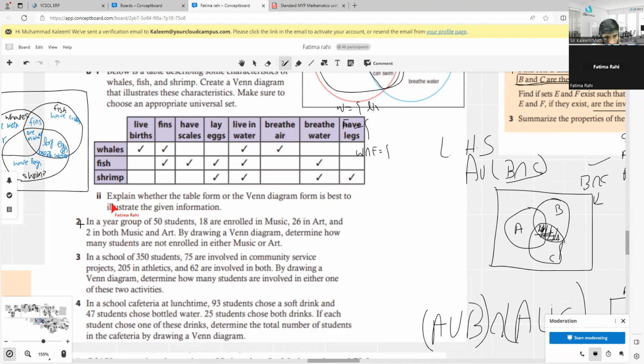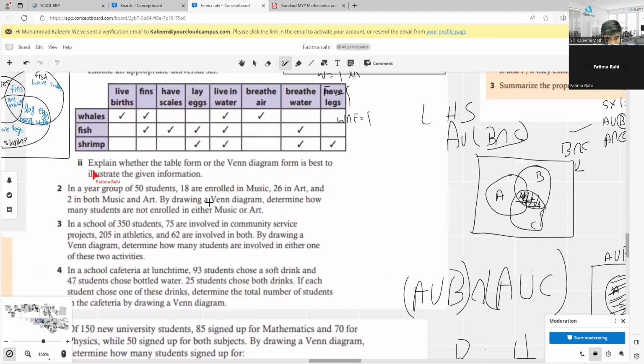Okay, next question number 2, in which we have: in a year group of 50 students, 18 are enrolled in music, 26 in art, and 2 in both music and art. This one is very hard. By drawing a Venn diagram, determine how many students are not enrolled in either music or art.